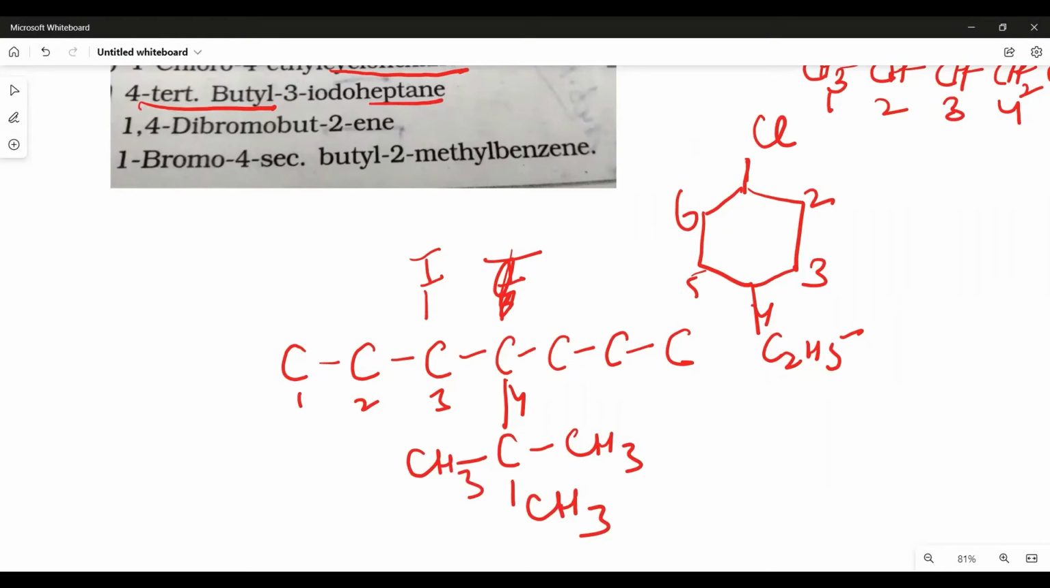Students have a lot of problems with how to write tertiary butyl. So first practice tertiary, secondary, iso, and attach that group on that position. Now the valency of carbon: CH2, here it will be CH, there will be CH, here it is CH2, CH2 and CH3. So that will be the structural formula for this compound, 4-tertiary butyl-3-iodoheptane.